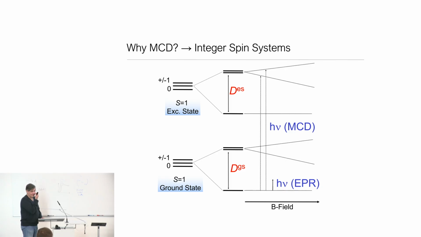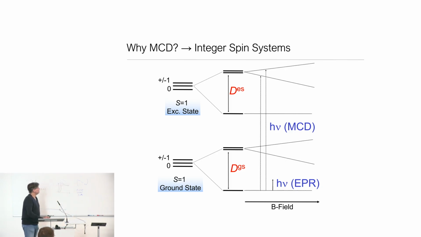That means these integer spin systems often have very ugly or even non-existent EPR spectra. So the absence of an EPR spectrum does not mean that your compound is diamagnetic. In integer spin systems, there may not be an EPR. But for MCD, that's not a problem. It couldn't care less, because what you're seeing are these optical transitions, and whether integer spin or non-integer spin systems, it's all the same. Large or small zero field splitting also doesn't matter. None of that is in any shape or form problematic.